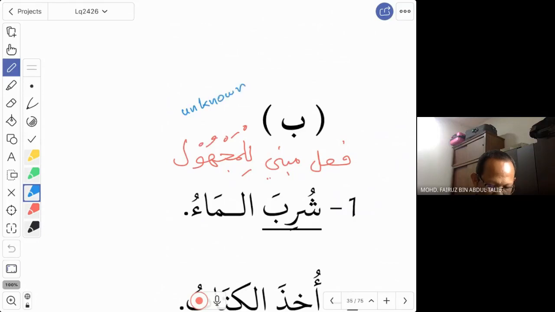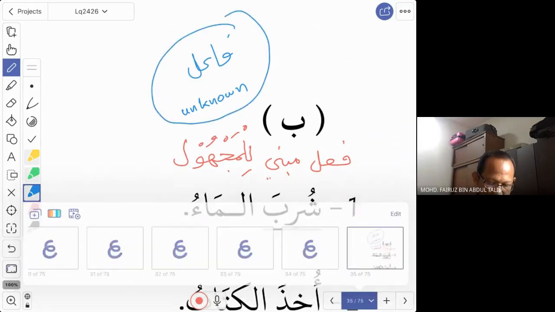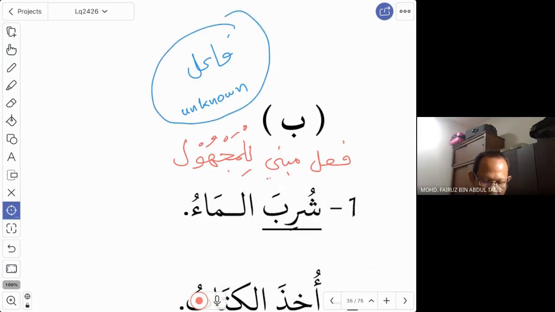Unknown here is referring to the fa'il. So the fa'il is unknown. So this is what they mean by fi'lun mabni lil majhul. The fa'il is unknown. So if you want to change a fi'il from mabni lil ma'lum to mabni lil majhul, of course the meaning will change.